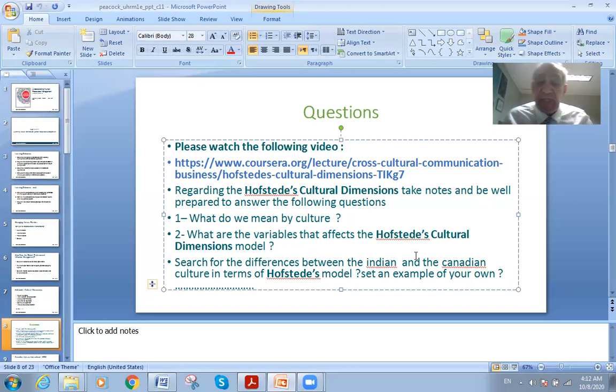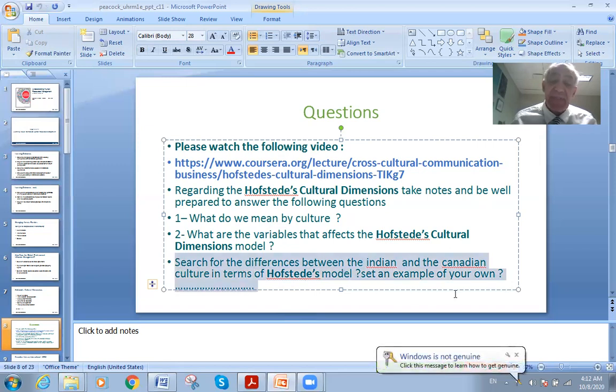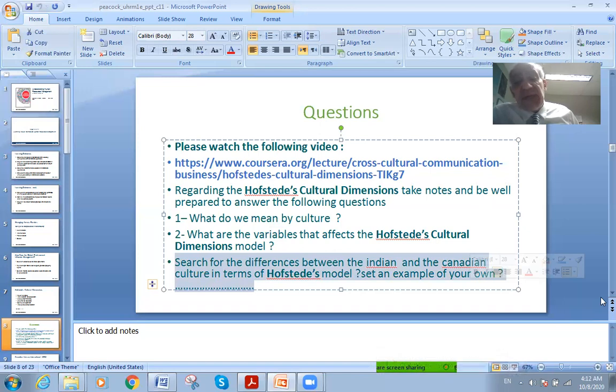Search the difference between the Indian and the Canadian culture in terms of the Hofstede model. This is a very important question, and it is a target question for you. Again, I'm saying it's a target question. I mean, it might be in one of your quizzes, or in the midterm, or in the final. So pay attention to this question. It's very important. I want you to compare, based on the Hofstede model, the Canadian culture and the Indian culture, as an example.